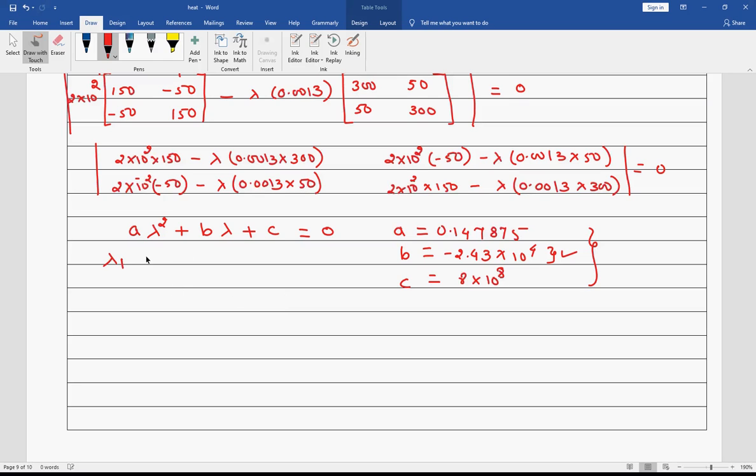Okay. So I want lambda 1 and I also want lambda 2. So it's a quadratic equation. You can find it by the formula minus b plus minus under root of b square minus 4ac by twice a. Now get lambda 1 and lambda 2 with these values. So A is 0.147875 and B is minus 2.43 into 10 to the power 4 and C is 8 into 10 to the power 8. So using these values, what is lambda 1 and lambda 2?